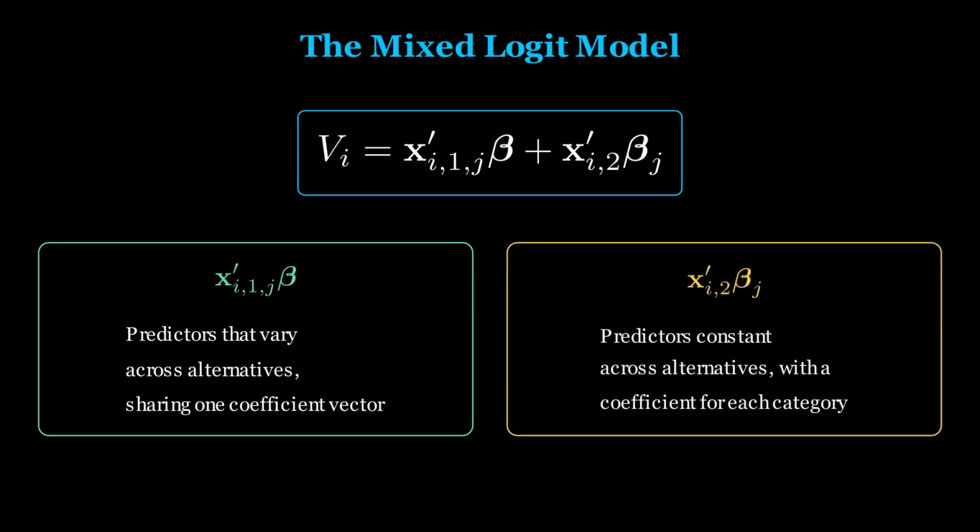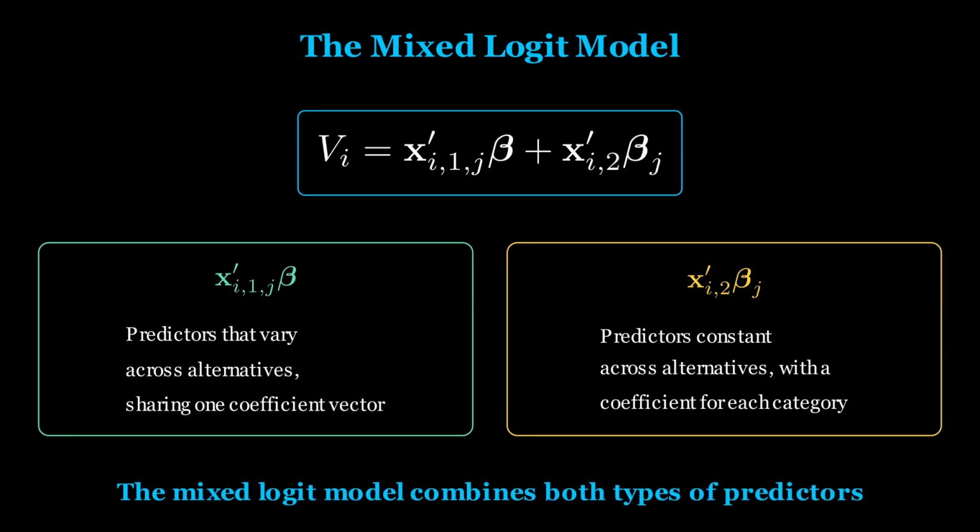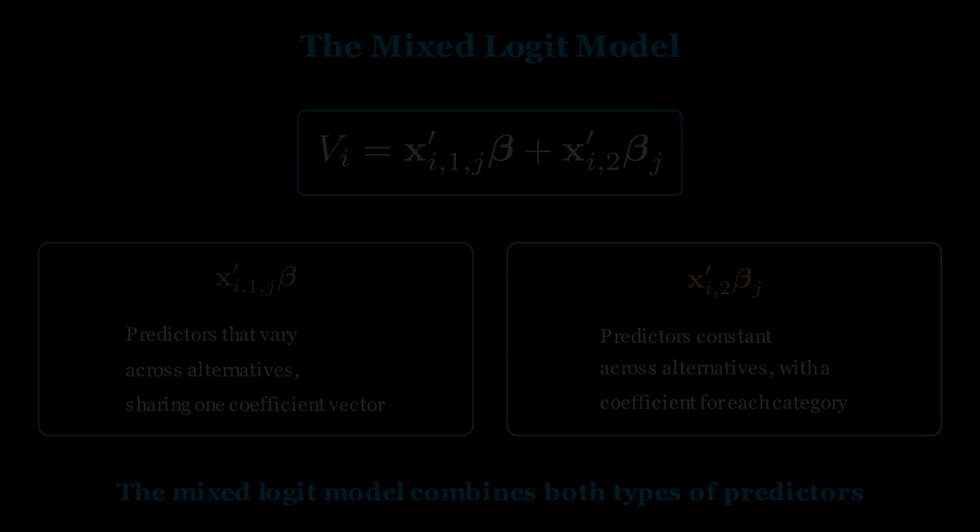The second vector, x_i2, represents predictors that do not vary across alternatives. These are constant across the different choices, but they get a different coefficient, beta j, for each category. Think of the individual's income or age, which is the same regardless of which mode they consider, but which may push them toward one mode over another. So the mixed Logit model lets you use both types of predictors at once, which is often exactly what real choice data looks like. Thanks for watching.